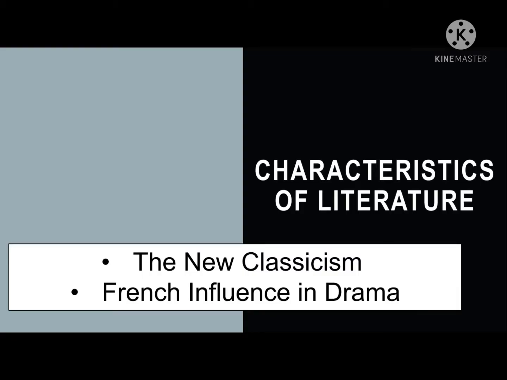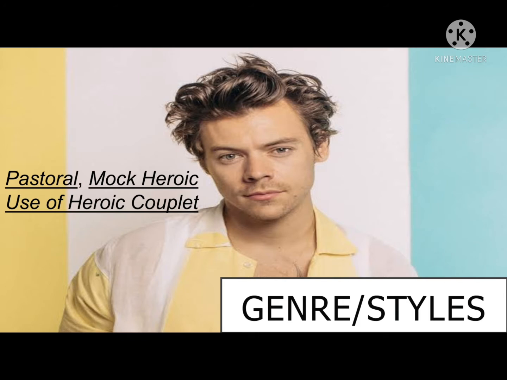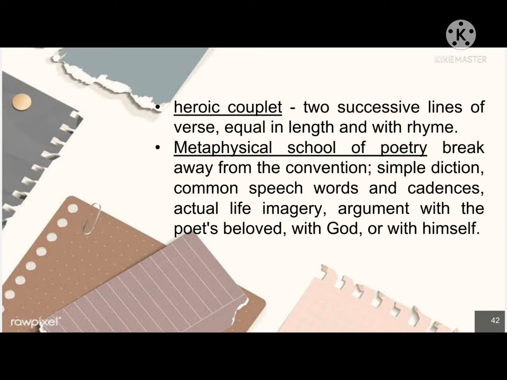Now, for the characteristics of literature during the Age of Restoration, we have the New Classicism and the French influence in drama. Going to the themes, we have authority and control, religion and faith, and fear and persecution. Now, for the genre and styles, we have pastoral, mock heroic, and the use of heroic couplet. So, heroic couplets are two successive lines of verse, equal in length, and with rhyme.